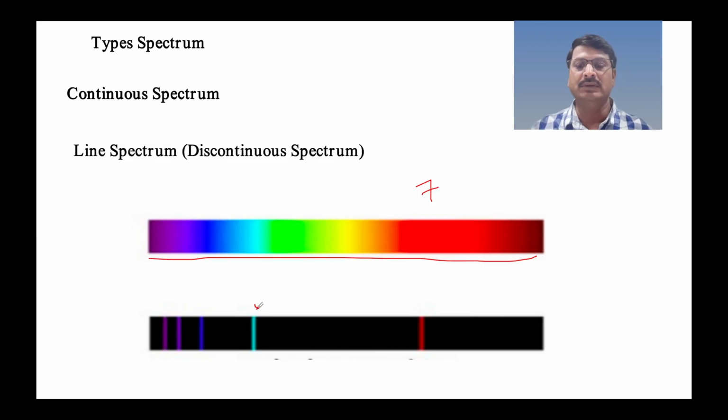And discontinuous spectra is nothing but the light lines are present discontinuously. These are divided with an empty space. The different wavelength lights are present here, and these different wavelength lights are separated with an empty space. So that's why these look like discontinuous. There is no continuity in the arrangement of the lights. So they are divided with a gap. So this type of spectra is called line spectra.